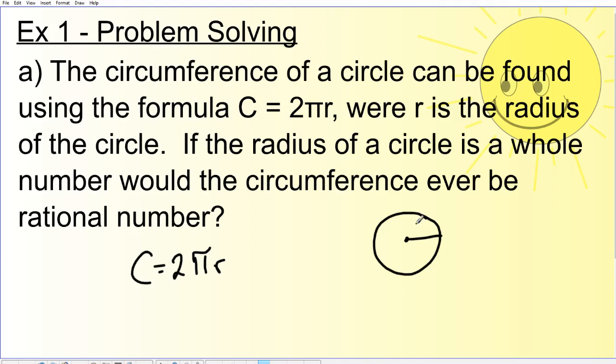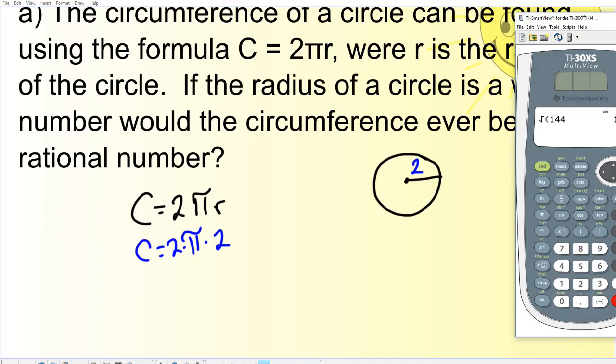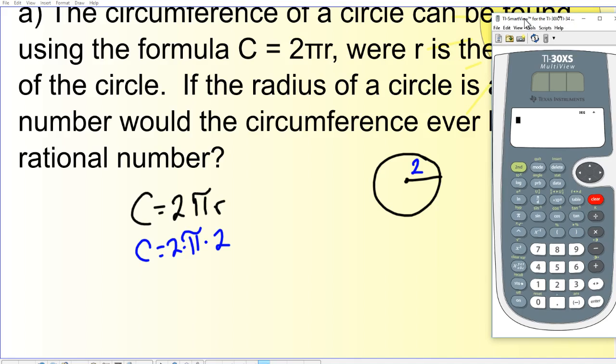If I make him, say, a 2, if I start plugging stuff into my formula, C equals 2 times pi times the radius, which is 2 in this case. Now, if I calculator this thing, we get 2 times pi times 2, that is definitely an irrational number. Notice, big ugly decimal, no repeating pattern. That is not rational.